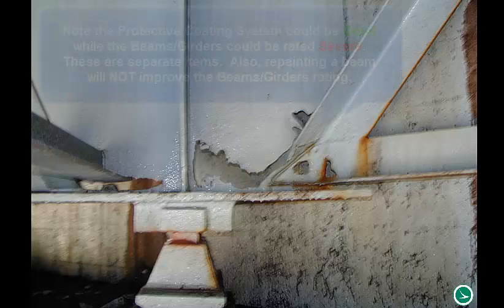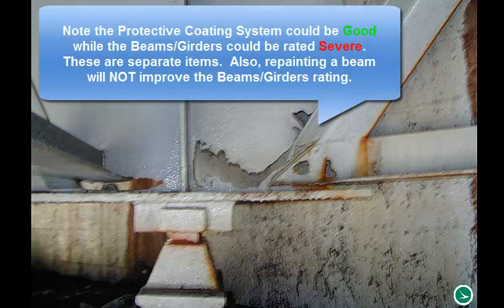So this is an example of painted over section loss that would start in 4, and structural analysis could move it back to state 3 depending.